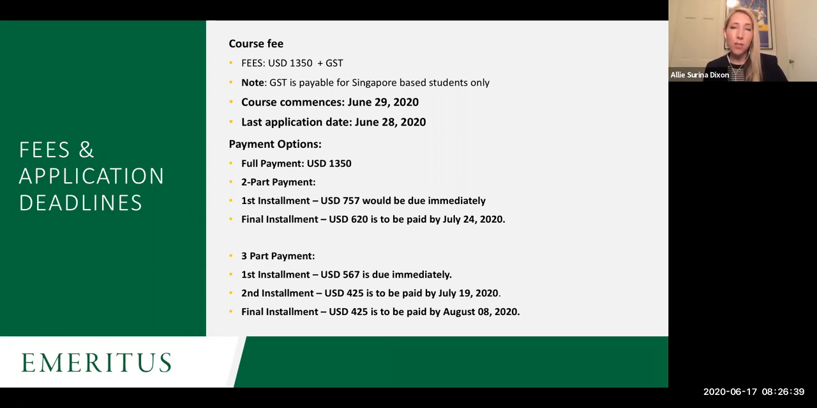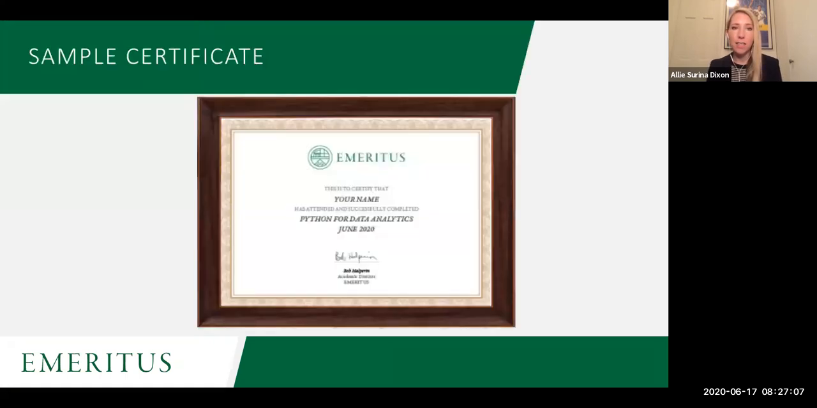Your payment options are you can pay it in full, the full $13.50, or you can do a 2-part payment where the first installment is due immediately and the final installment is due by July 24th. Or you can do a 3-part payment where the first installment is due immediately. The second is paid by July 19th, and then the third and final installment is due August 8th. So you can talk to your program administrator that you've been in touch with for any more information about the fees and application deadlines.